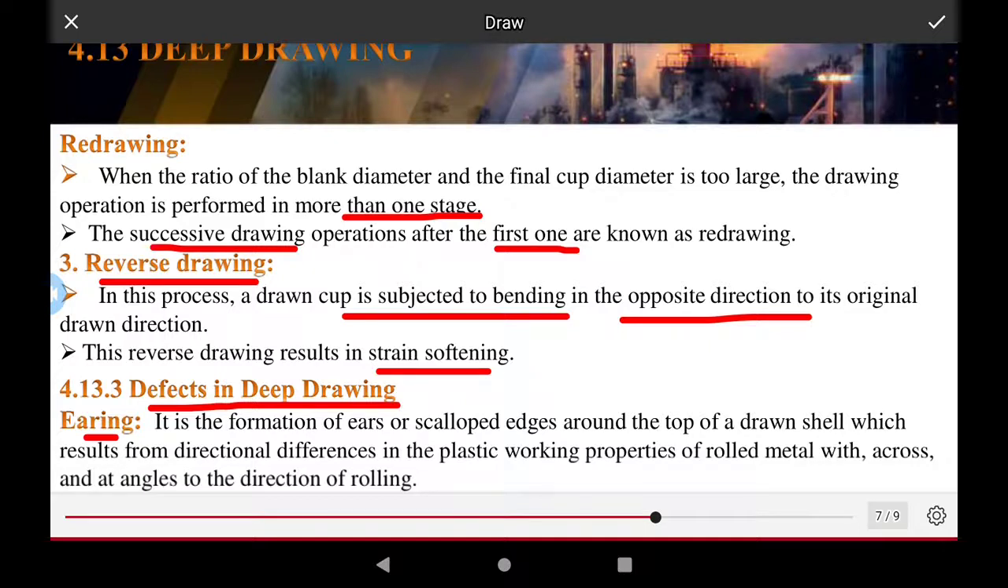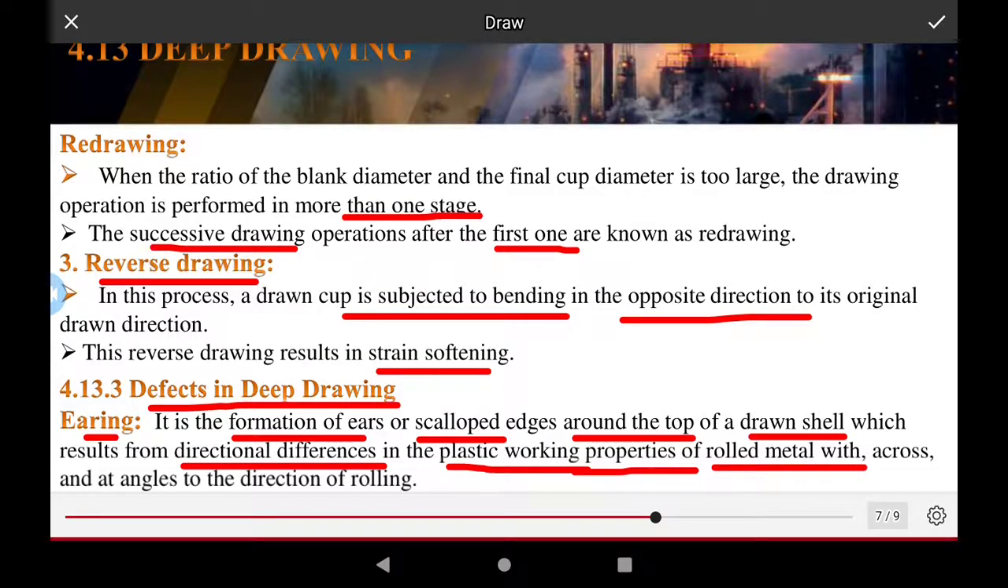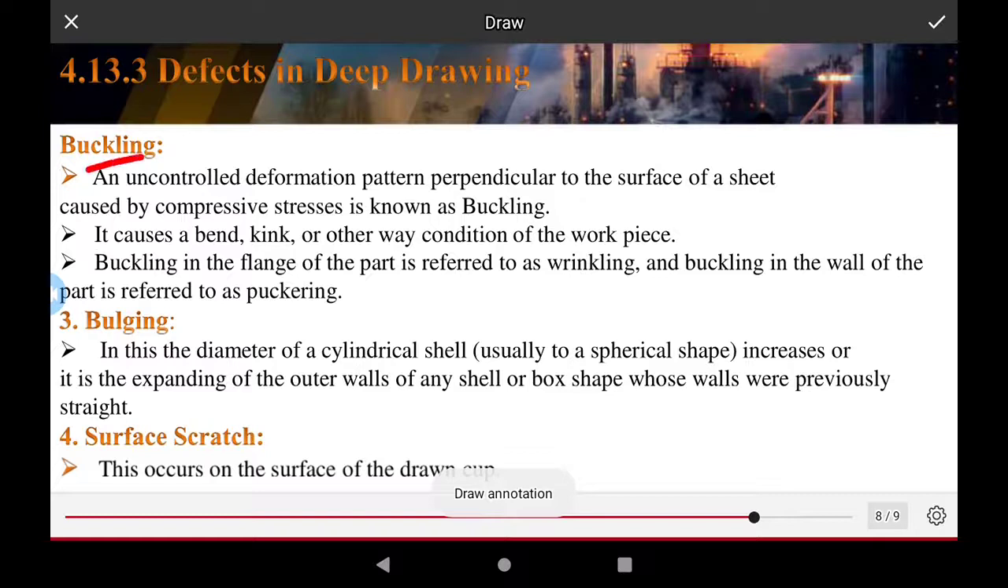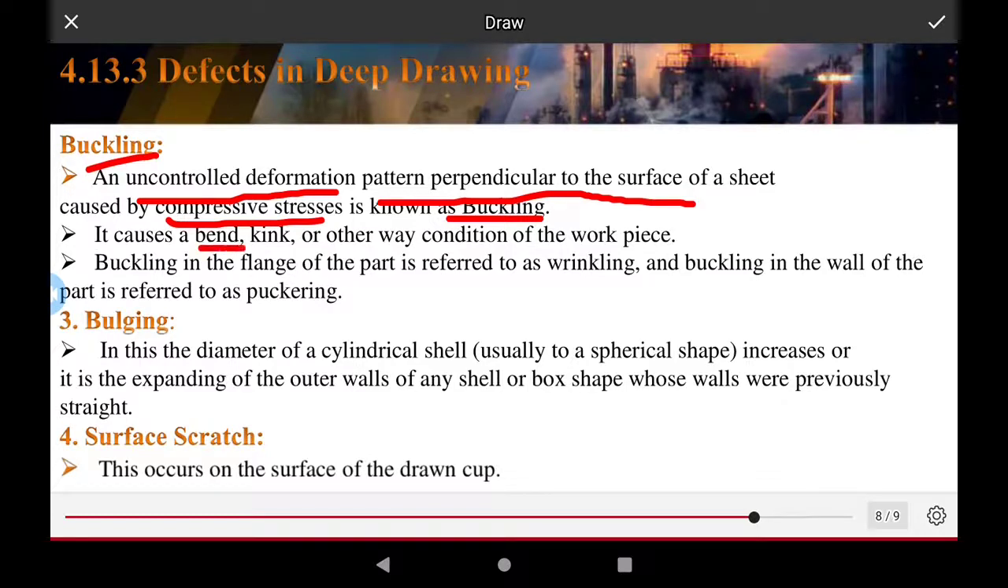Reverse drawing results in strain softening. Defects in the deep drawing operation. Earing is the formation of scalloped edges around the top of a round shell, resulting from differences in direction and plastic properties across the angle to the direction of rolling. Wrinkling is an uncontrollable deformation pattern on the surface of the sheet, caused by compressive stress.